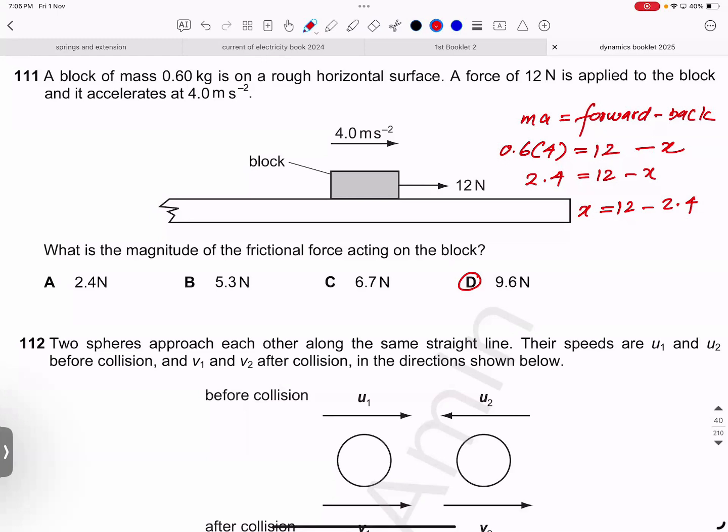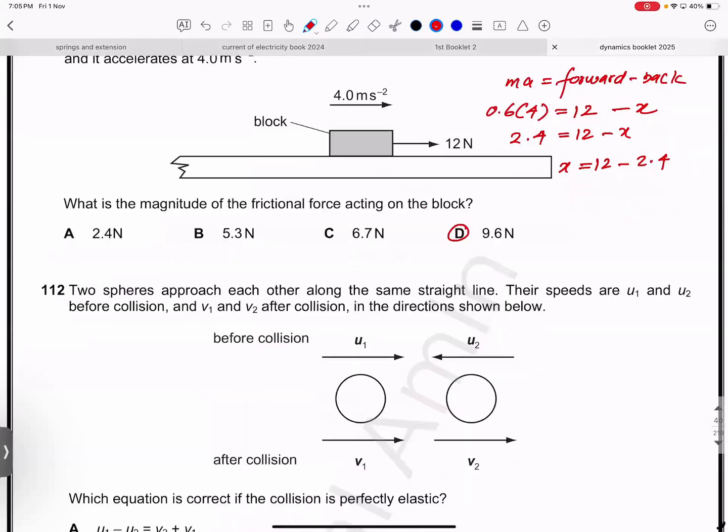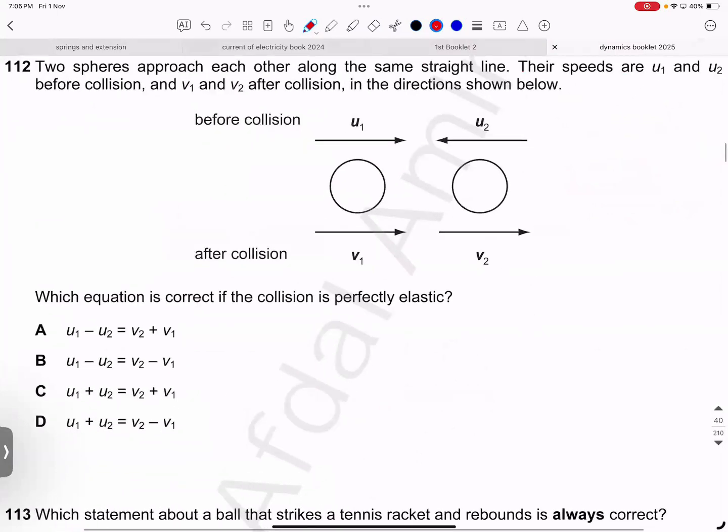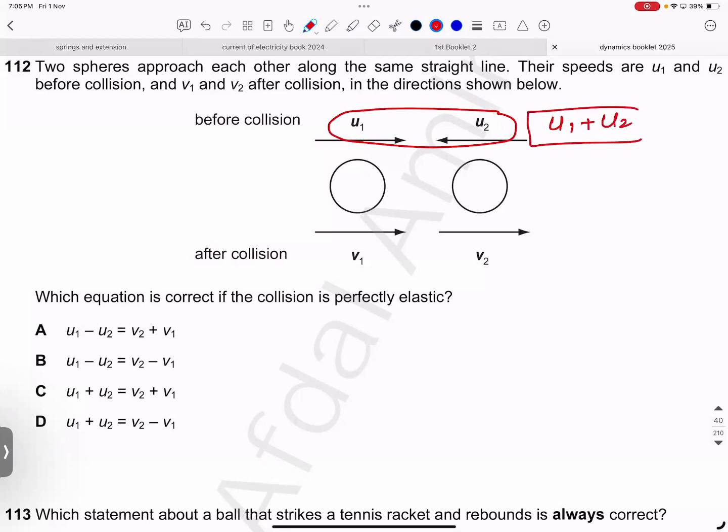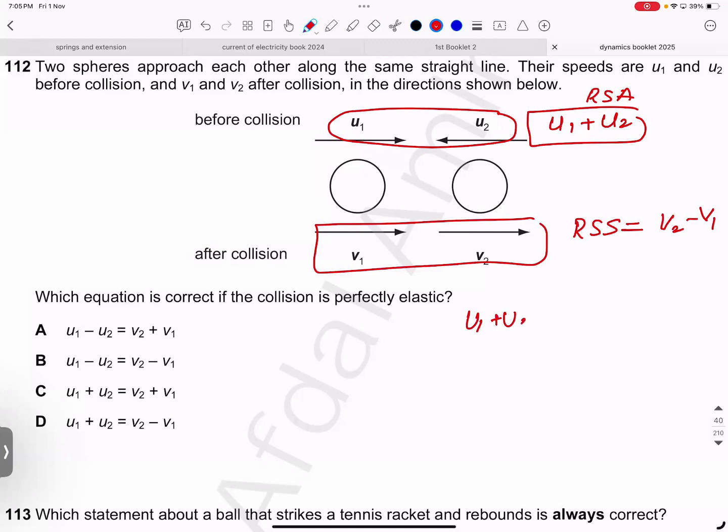Next question, question number 112. Two spheres approach each other along the same straight line. Their speeds are u1, u2 before collision, v1, v2 after collision, if it is perfectly elastic. If they are moving in opposite directions, we add them. This is relative speed of approach. If they move in the same direction, we subtract them, v2 minus v1.